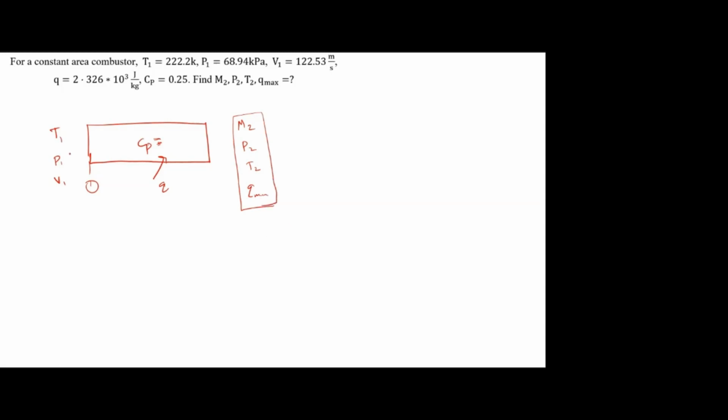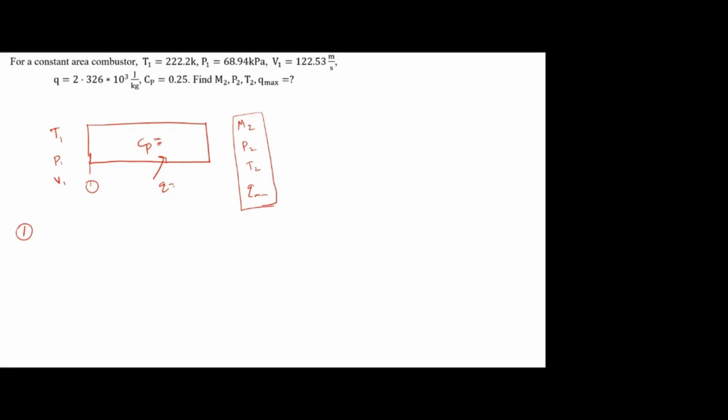Then the next problem, this is also easy. Again they mention a constant area combustor. At the inlet they have given T1, P1, then velocity, then the Q value, then Cp. That means this is not air, this is some other gas. For that we should find M2, P2, T2, and also the Q max value. So P1, T1, V1 are known, Cp is known, Q is known. How will you proceed?